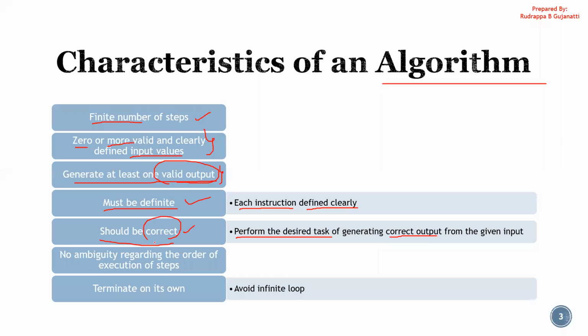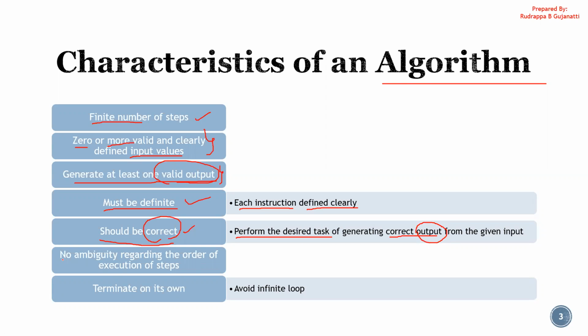This is from the viewpoint of the output. The output has to be correct for the given set of inputs. The algorithm should provide correct outputs for the given set of inputs by performing the steps or the tasks which are specified in the algorithm.